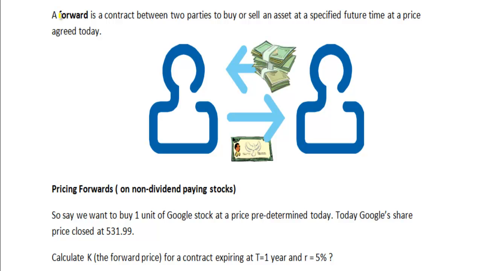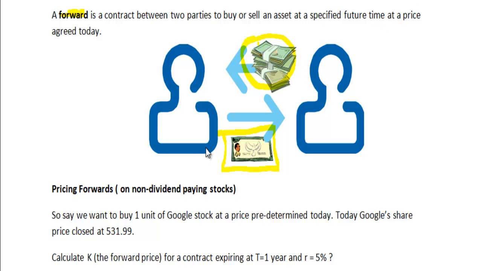In this video we'll show how to price a forward. A forward is a contract between two parties to buy or sell an asset at a specified future time at a price agreed today. What this means is that at some point in the future I will give you a predetermined amount of cash, and you in exchange will give me a title of ownership of an asset.